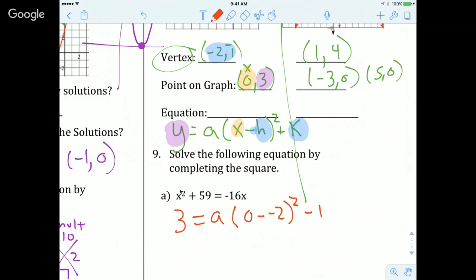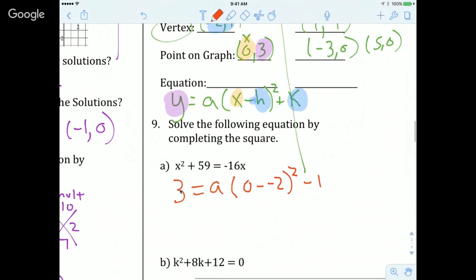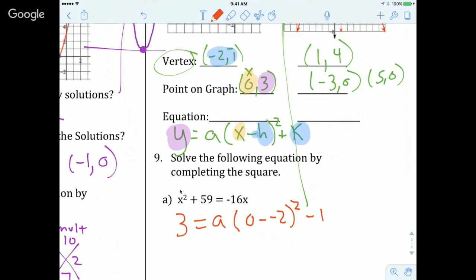Okay, take a minute and make sure you pause the video if you need to, but make sure you understand where those values came from. The vertex is your h and your k. The point on the graph is your x and your y. And I just plugged them in. The x, the y, the h, and the k.